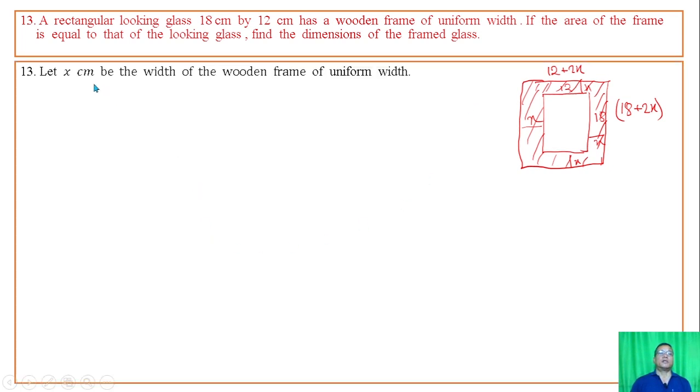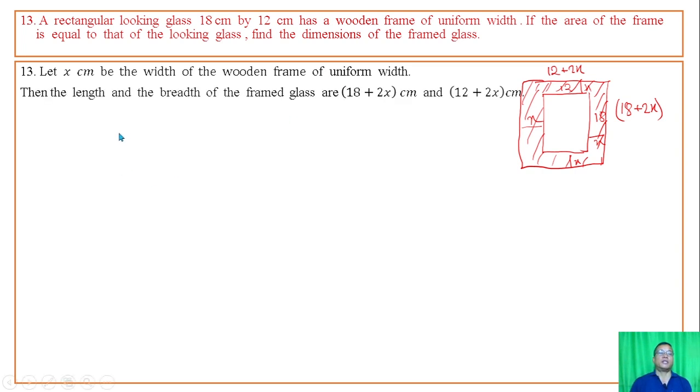Let x centimeter be the width of the wooden frame of uniform width. Then the length and the breadth of the frame glass are 18 plus twice x centimeter and 12 plus twice x centimeter.